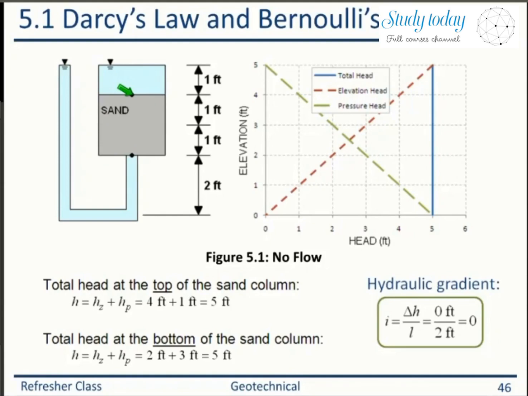So mathematically, how do we say there is no seepage? We calculate the hydraulic gradient I. If we calculate the total head here and the total head here, the difference in total head divided by this length will give you the hydraulic gradient I. To calculate it here, if you take the datum here, the elevation head at the top is 4, and the pressure head is the water level above the top of the sand column, which is 1. So 4 plus 1 is the total head at the top, 5 feet.